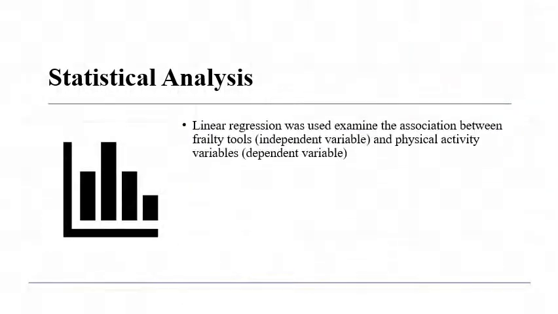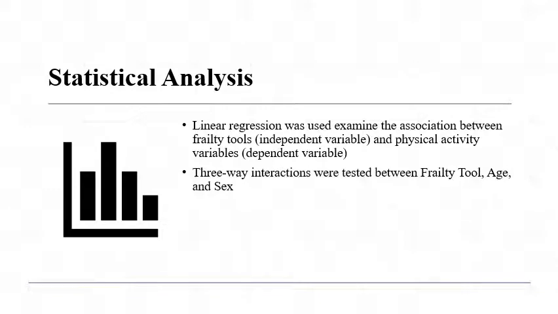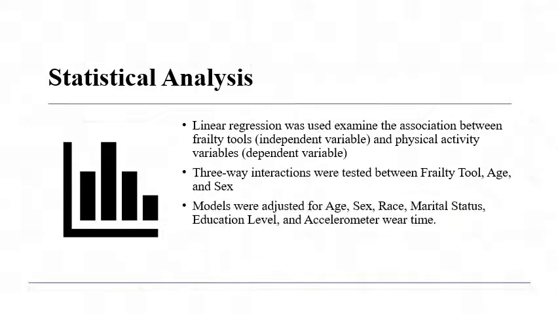Statistical analysis. I used linear regression to examine the association between frailty tools and physical activity variables. Three-way interactions were tested for frailty tool, age, and sex, and models were adjusted by age, sex, race, marital status, education level, and accelerometer wear time.